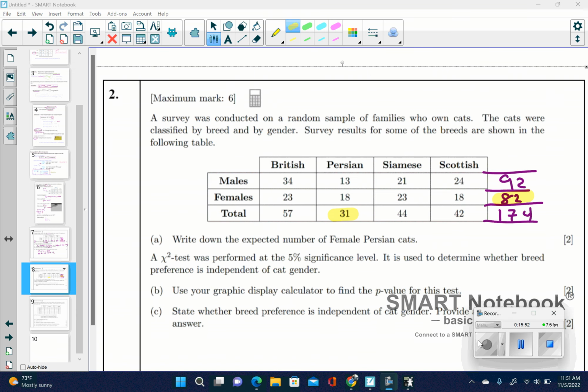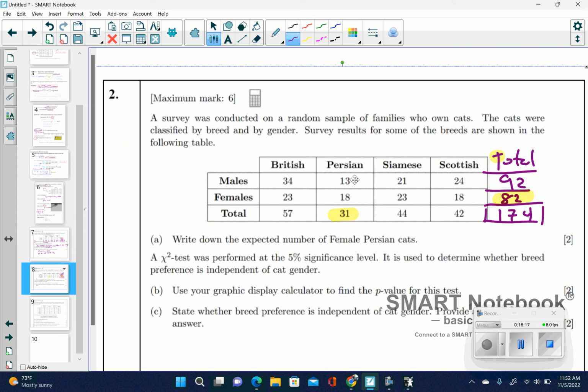All right, so for our next question, since I was given the totals here, I went ahead and found the totals. So 92, 82, 174. So the total number of all the families who own cats, broken down, is 174.